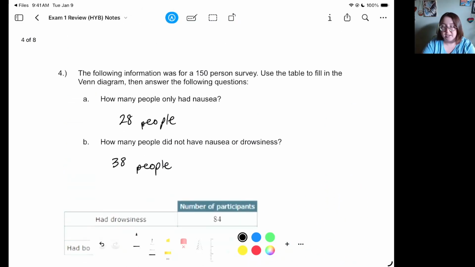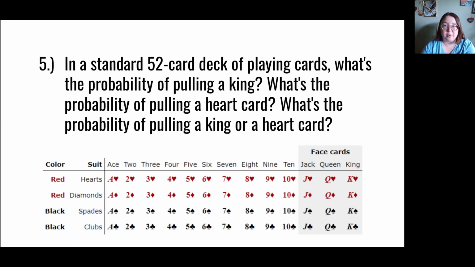So all right, we're going to go ahead and go on to our next one. All right, so for number 5, we have a standard 52 card deck of playing cards. What's the probability of pulling a king? What's the probability of pulling a heart card? What's the probability of pulling a king or a heart card?